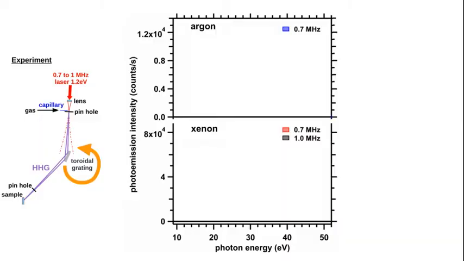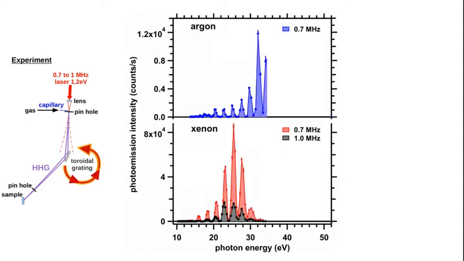To characterize the generated spectrum of the high-order harmonics, we turn the monochromator grating slowly within few degrees and measure the photoelectron signal. We observe a harmonic spectrum from 14 to 40 electron volts generated from an argon jet, whereas from a xenon jet, the harmonic spectrum is narrower but can provide higher photon flux.